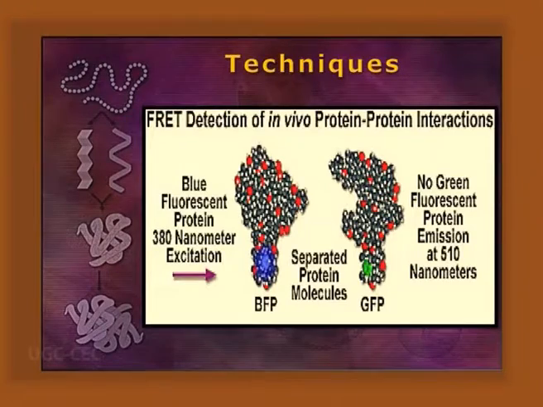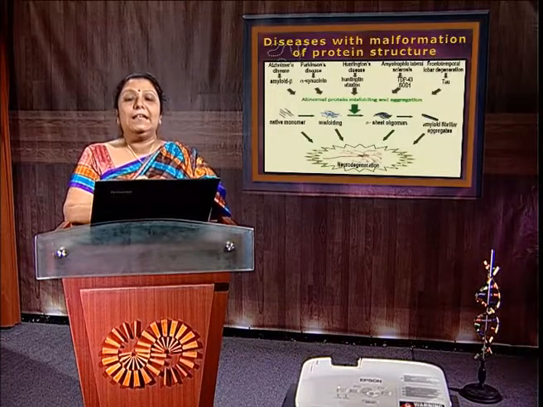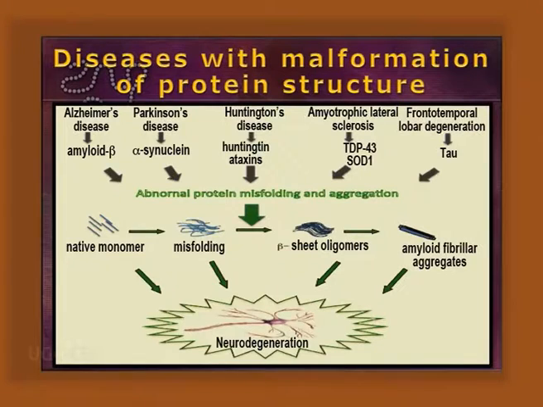Techniques to determine the protein structure. Many techniques are there, like the FRET technique, CD spectra, NMR spectra, and EPR, electron paramagnetic resonance. Different techniques are responsible for determining the protein structure. Now we know that diseases are related to malformation of the protein structure. Some proteins can be misfolded, like amyloid fibril in Alzheimer's disease and Parkinson's disease. They cause neurodegenerative diseases or neurodegeneration.